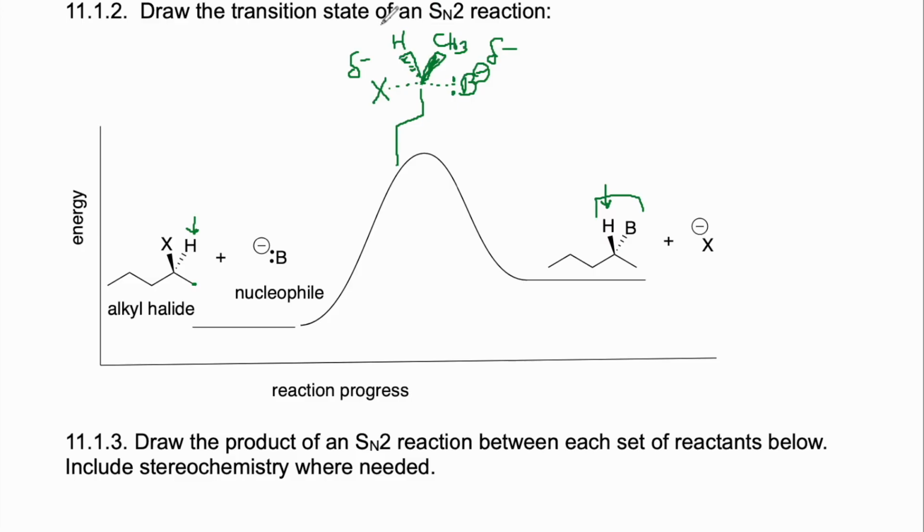And remember, transition states tend to look kind of weird. Instead of having a full negative charge and a full bond, we have partially formed bonds to the X and to the B, and we have partial negative charges on both of those. That's one of the reasons why the transition state is very unstable, because the bonds aren't completely formed and they're not completely broken, so it's just in this strange high energy transition state.